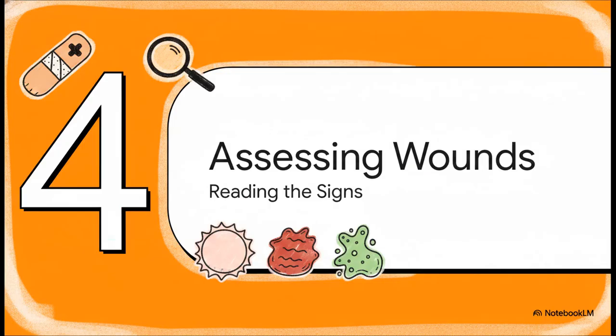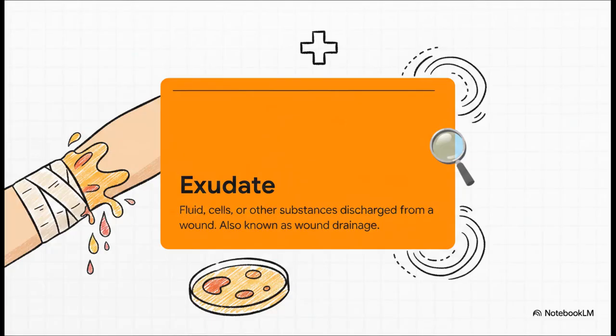As a nurse, you're going to be the eyes on these wounds, so let's learn the key terms for reading the signs, both the good signs and the bad ones. First up, exudate. It's the official clinical term for any kind of fluid or drainage coming from a wound. But here's the thing, you can't just document exudate and call it a day. You have to describe what it looks like, which leads us perfectly to our next slide.